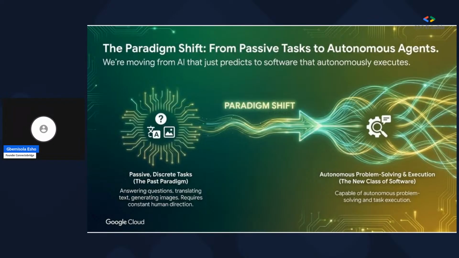What does it mean to be autonomous? It means that it doesn't need to be guided, in the sense that you have already put in what you need to put inside, and automatically it knows what to do next. So we can see from the diagram a visualization of the paradigm shift that's happened from just passive tasks to autonomous agents. And that is something that is awesome.